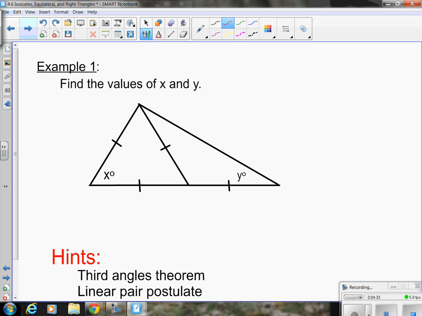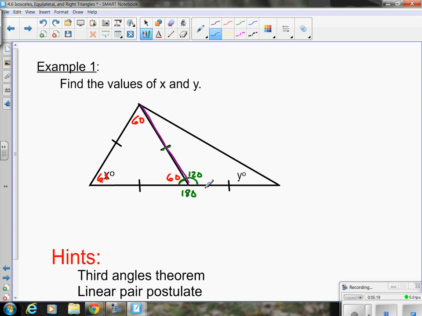Okay, so find the values of x and y. We have an equilateral triangle here, right? These marks show the sides are the same, and we just showed that these angles are all 60. So x is 60 degrees. And now we need to figure out what y is. How do we do that? Well, if this is a 60-degree angle, this angle and that angle have to add up to 180. So 180 minus 60, this angle is a 120-degree angle. If that's a 120-degree angle, I know this is also an isosceles triangle, highlighted in purple here.